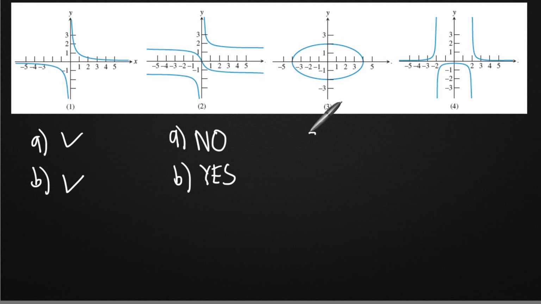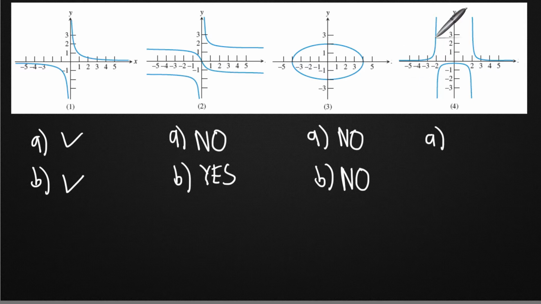So, part 3. Is this a function? Well, clearly it's not a function because it does not pass the vertical line test. And it also doesn't pass the horizontal line test, so its inverse will not be a function either. And then the last one, this is a function because it passes the vertical line test, but its inverse will not be a function because it does not pass the horizontal line test. So pretty simple concept here.